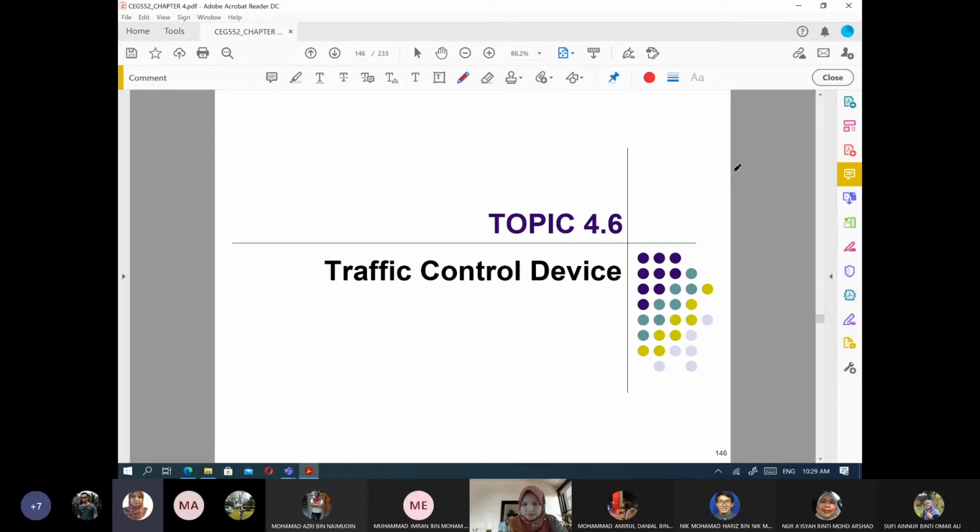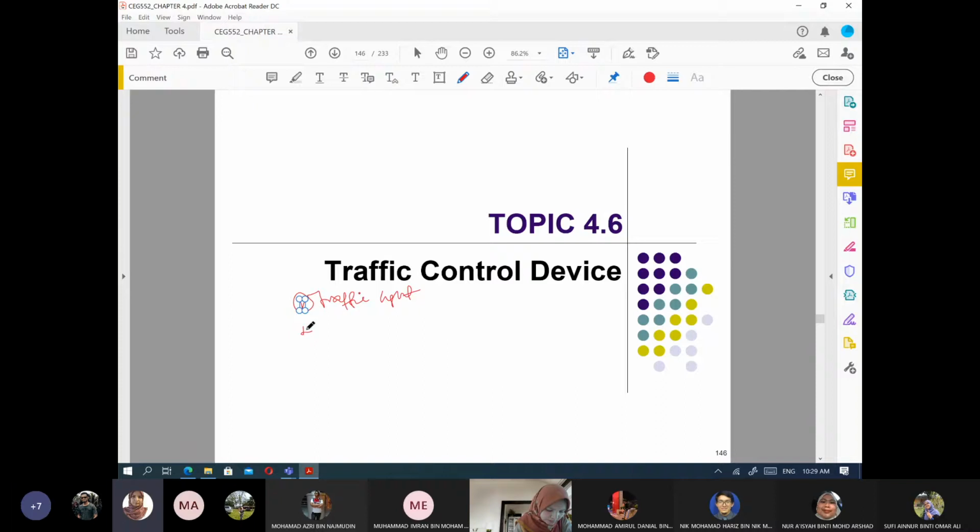Alright, so can we just do some discussion at the moment before we go into the slides? Besides traffic light, apa lagi yang you ada dekat atas jalan tu yang boleh regulate the flow of the traffic? Can anyone just voice out? Selain daripada traffic light, apa yang ada? Roundabout. Roundabout, good.